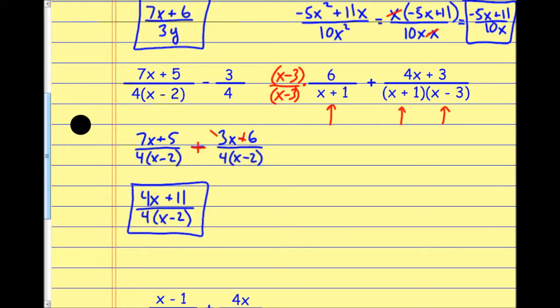Once again, I see my distributive property. That's going to be a 6x minus 18 over, once again, this denominator I'm going to leave in the factored form. I've got the x plus 1 and the x minus 3.